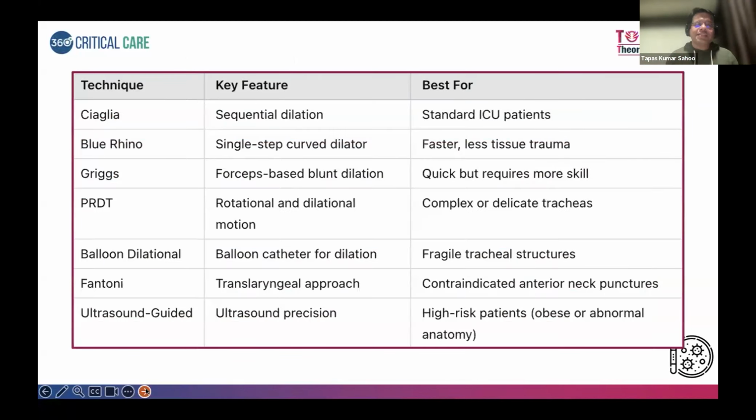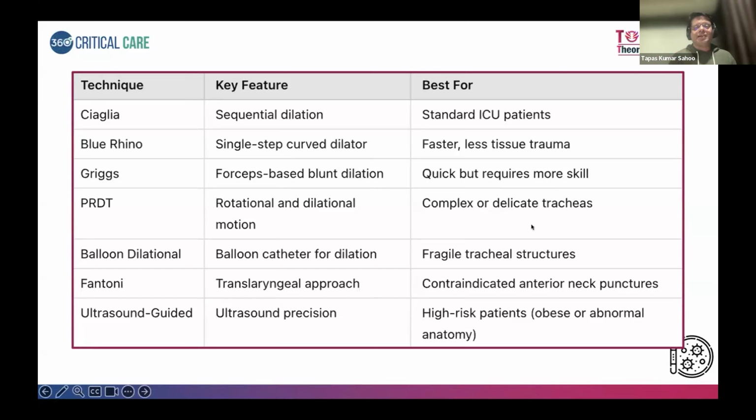Now, what are the techniques of percutaneous tracheostomy? That again can be part of your question. So it can be the Ciaglia method, where the key feature is sequential dilatation. In standard ICU patients, we do Blue Rhino, single step, curved dilator, faster, less tissue trauma. Griggs method: forceps-based blunt dilatation, quick but requires more skill. PDT is rotational dilatational motion.